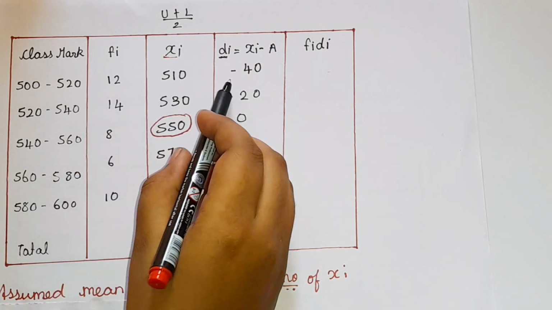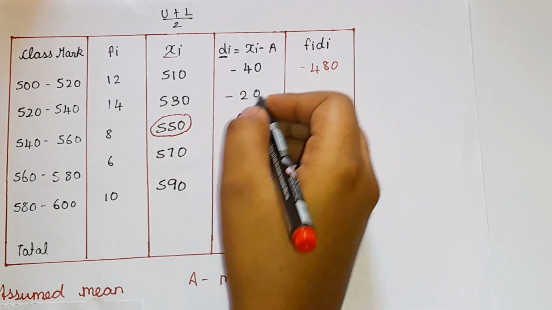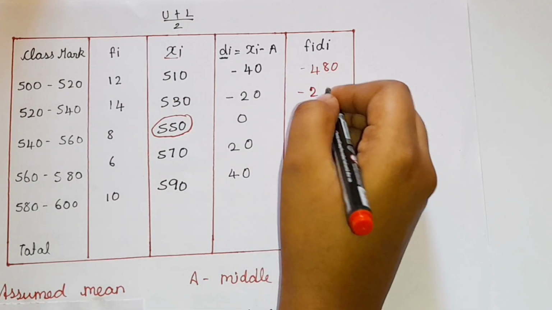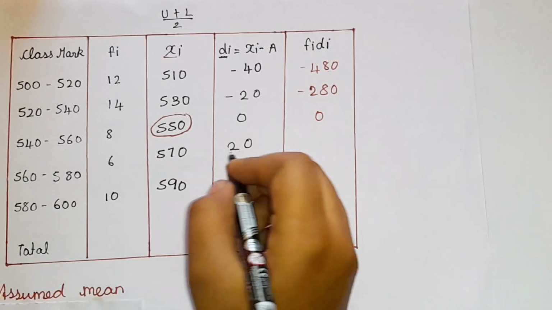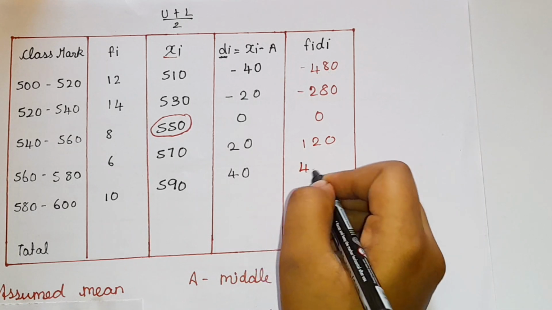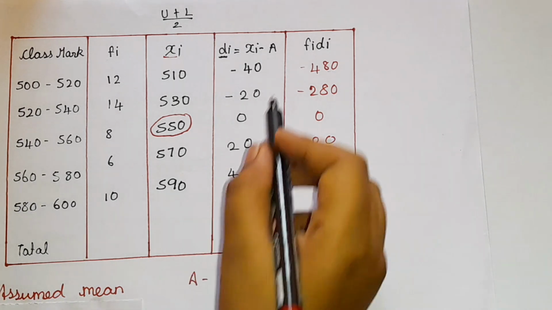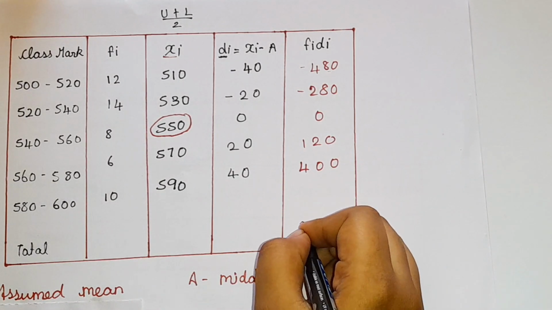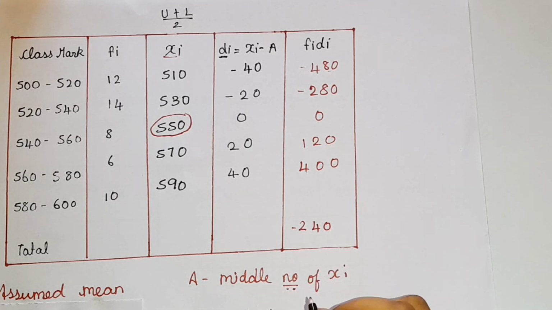So 12 into minus 40 is minus 480, and 14 into minus 20 is minus 280, and 8 into 0, definitely it is 0, and 6 into 20 is 120, and 10 into 40 is 400. Now we are supposed to add them, because when we add, we get the total. When we add these numbers, we'll get minus 240. Even the minus is important. So we got the total of fi di.